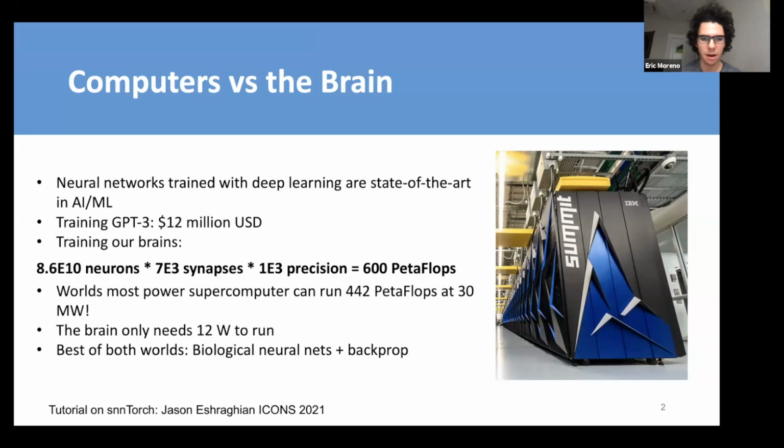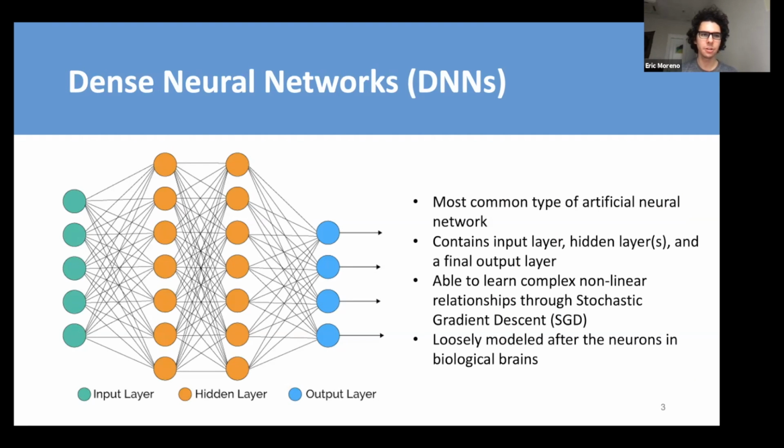If you run this on the world's most powerful supercomputer, you can maybe get 400 petaflops, and it takes 30 megawatts to do this. It's really interesting because our own brains only take 12 watts to run. So what is the difference between these computers and our brain? And how can we harness the differences and create more efficient algorithms for us to run on our computers? The best of both worlds are biologically based neural networks plus some kind of backpropagation algorithms that exist in the machine learning literature. First, I wanted to start with a basic overview of DNNs, and then we'll see how they differ from spiky neural networks.